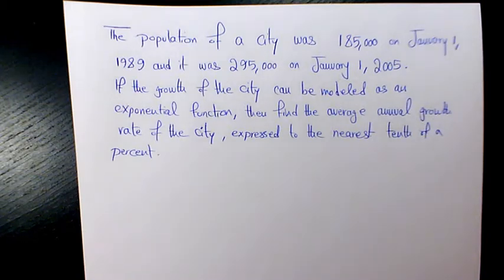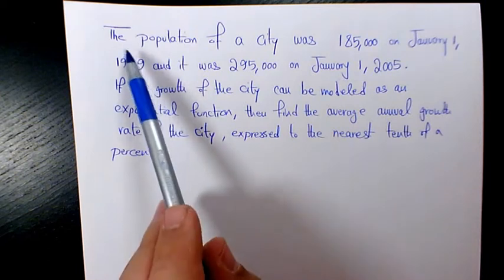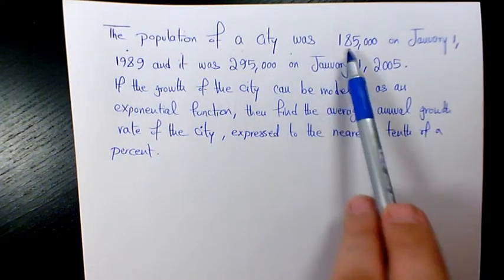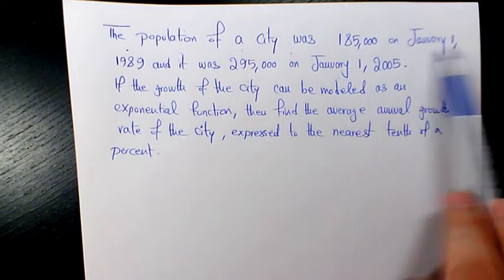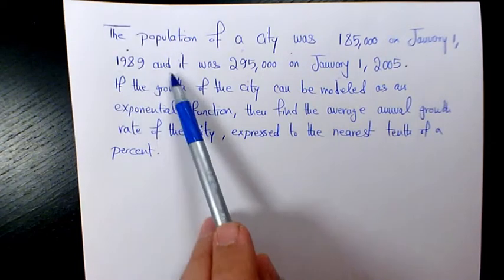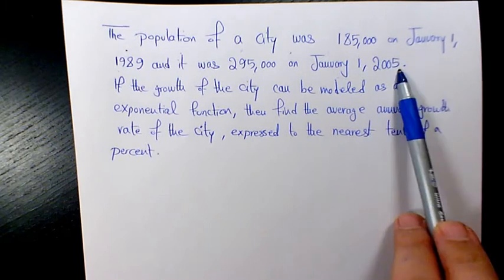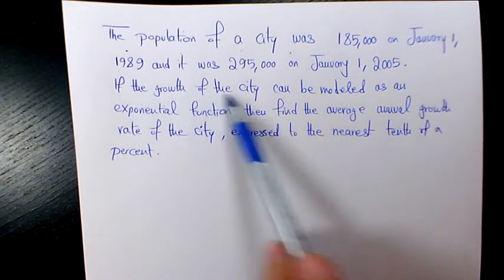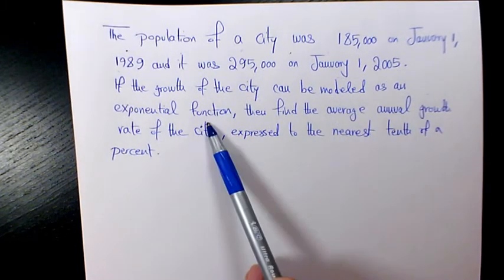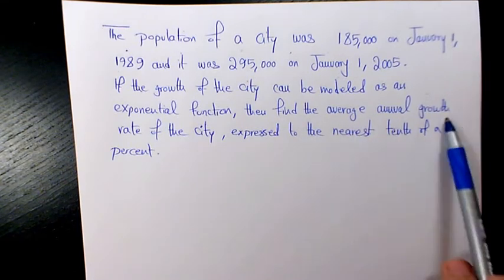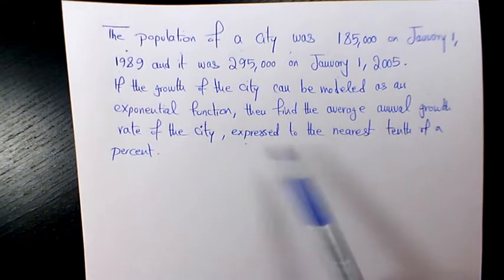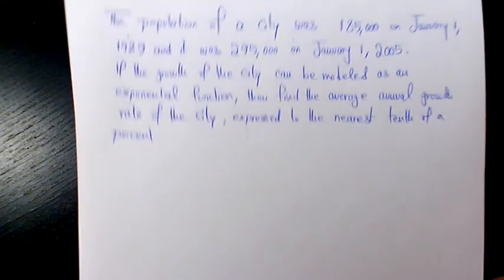Welcome to another video. In this video I want to show you some examples regarding growth rate and population questions. The first example says the population of a city was 185,000 on January 1st, 1989 and it was 295,000 on January 1st, 2005. If the growth of the city can be modeled as an exponential function, then find the average annual growth rate of this city. Express the answer to the nearest tenth.